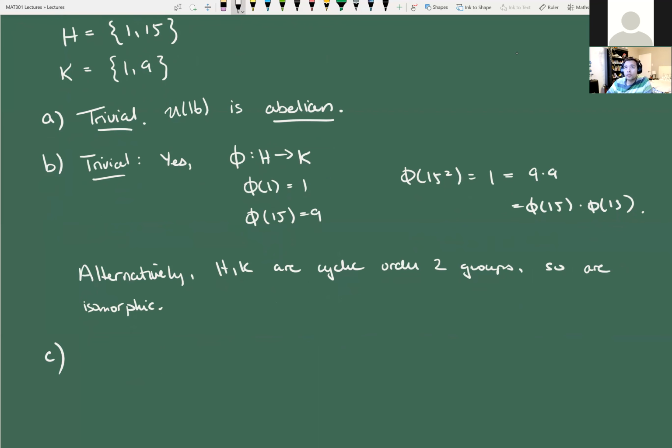Okay, so C requires some work though. So we want to look at G mod H, and then we want to look at G mod K, and we want to determine whether these quotient groups are isomorphic, right? So this is the interesting question. And this one, I'm going to give you a little bit of time to try. And what I would strongly suggest that you do, so both of them are the same size, right? What is the size of G mod H and G mod K?